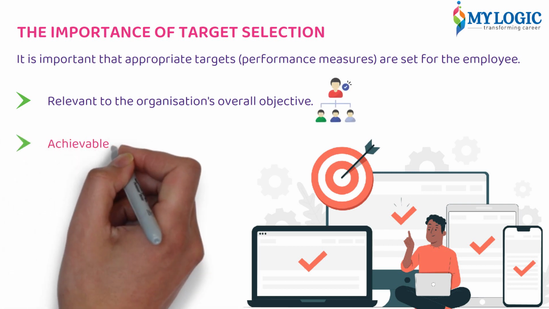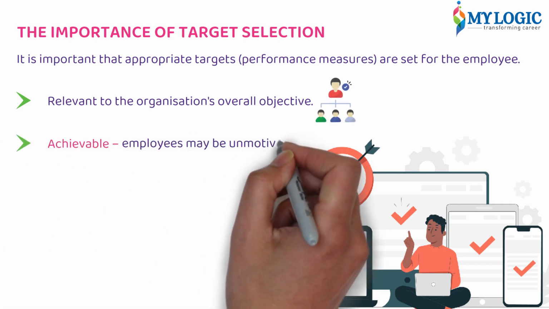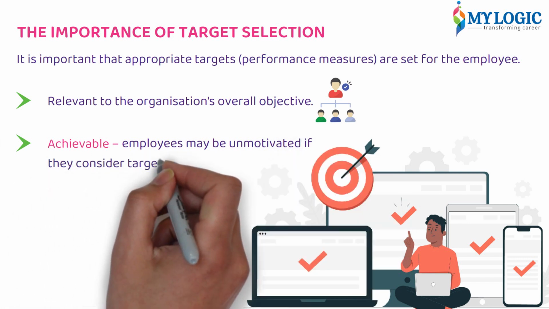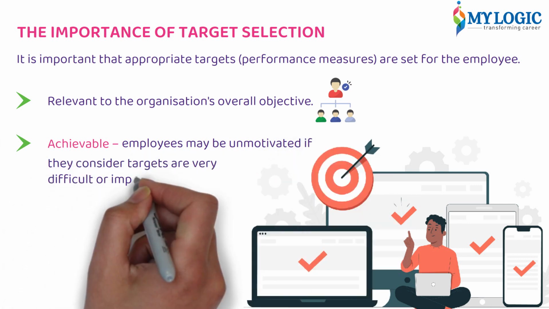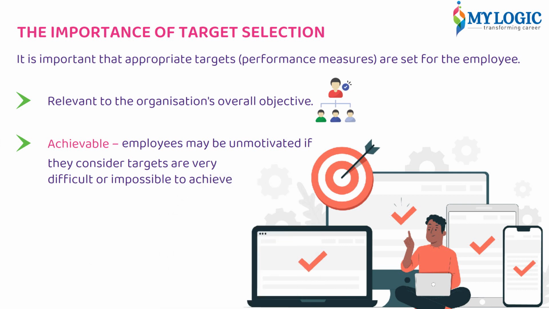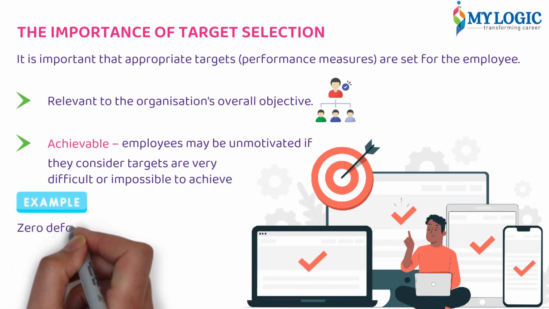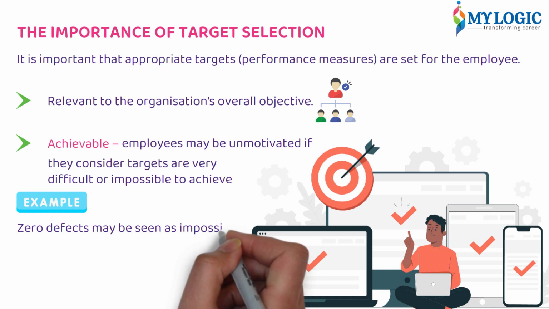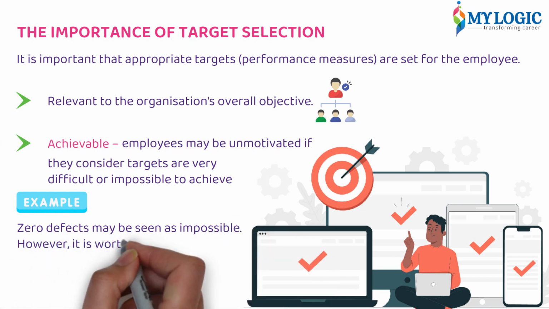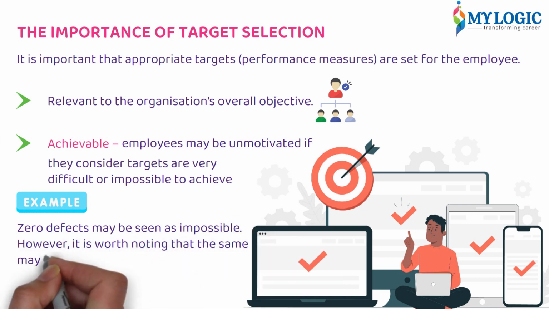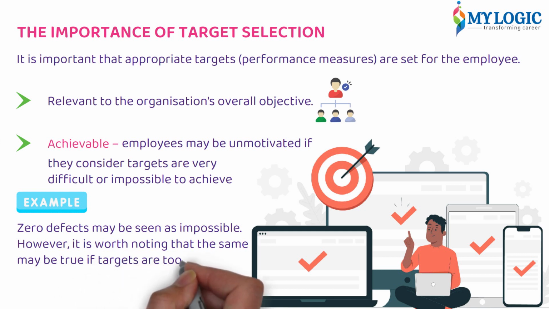Achievable. Employees may be unmotivated if they consider targets are very difficult or impossible to achieve. For example, 0 defects may be seen as impossible. However, it is worth noting that the same may be true if targets are too easy to achieve.